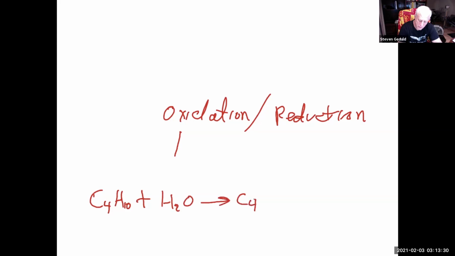C4H9OH. That's how you usually write it, C4H9OH, or you can write it C4H10O. Same thing. We'll write that for functional groups. So this is a product. This is what we have.